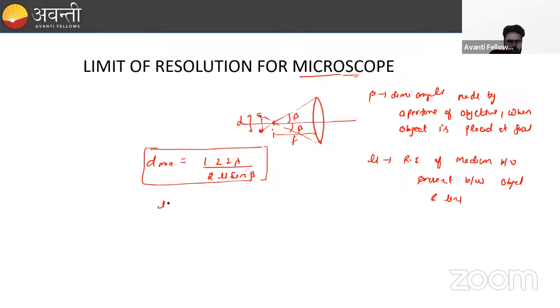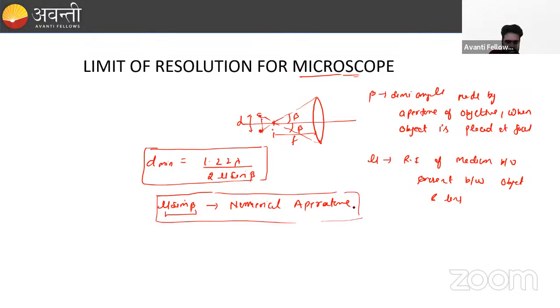And the term mu sine beta in combined form is known as the numerical aperture. Sometimes it is asked, what is the numerical aperture? In the case of the microscope, it is mu sine beta. So mu sine beta in combined form is known as the numerical aperture. So this is all about optical instruments.